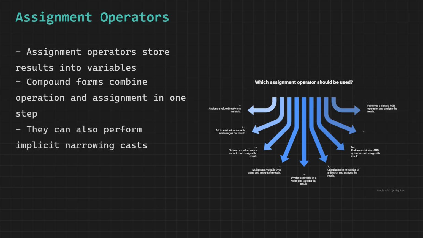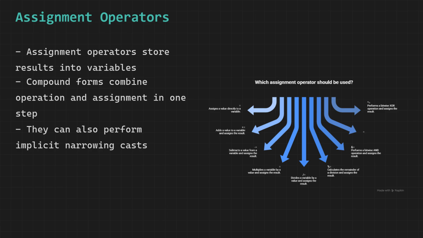Looking at the diagram, each compound operator is shown alongside its equivalent expanded form. x += 5 is exactly the same as x = x + 5. It adds 5 to x and stores the result back in x. Similarly, x *= 3 means x = x * 3, and x %= 2 means x = x % 2. The pattern is always x operator= value, which expands to x = x operator value.